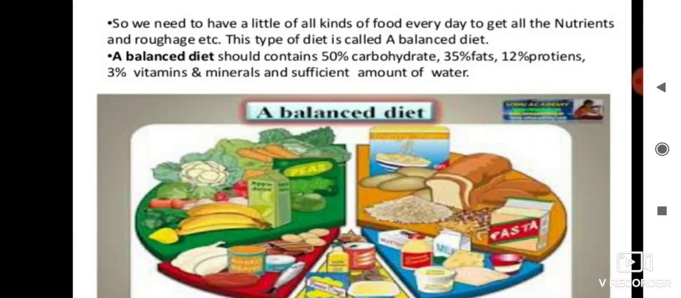If everyone consumes a balanced diet in life, we will become much healthier. So we need to have a little of all kinds of food every day to get all the nutrients and roughage. This type of diet is called a balanced diet. The balanced diet should contain 50% carbohydrates, 35% fats, 12% protein, 3% vitamins and minerals, and a sufficient amount of water. Balanced diet is very important if you want to stay healthy.